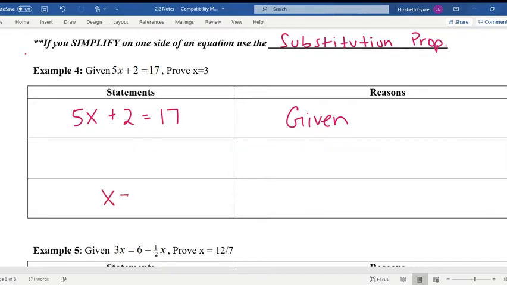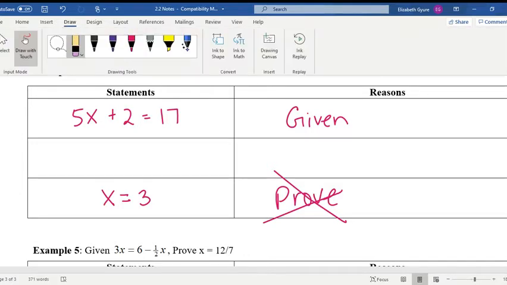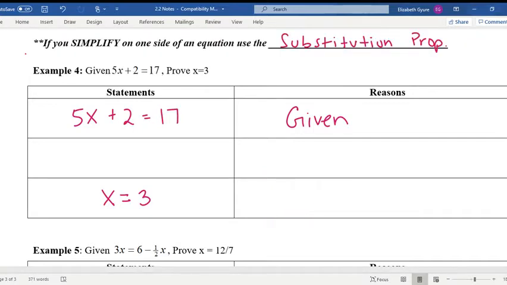We're trying to show that x equals 3. Now then, since we put given in our first reason, it's very tempting to then go, oh, prove goes here. No, prove is never a reason. That's like saying because I said so, right? That's not a valid argument in mathematics. Sorry, no matter how much people love to use it, it just doesn't work in proofs. So this is not a valid reason.